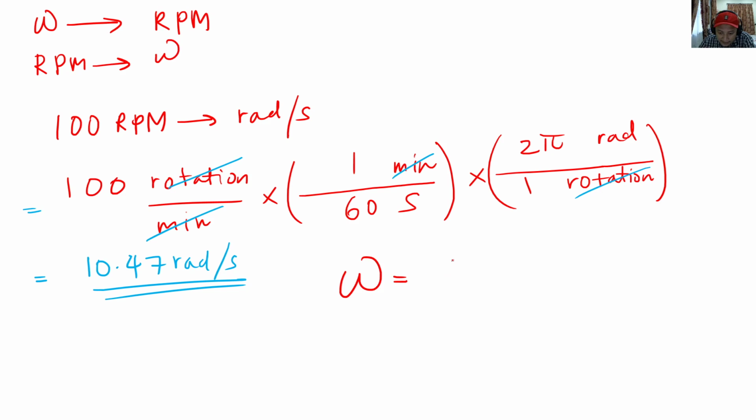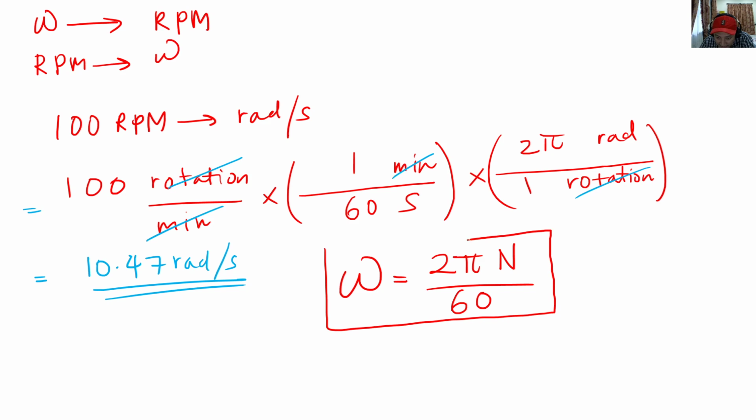So if you look at this formula here, you can use this formula lah. Omega is equivalent to 2 pi n over 60. So this is a very important formula for you to remember. If you don't remember, you have to derive it again lah. Omega is equal to 2 pi n over 60. What does n stand for? N stands for RPM.